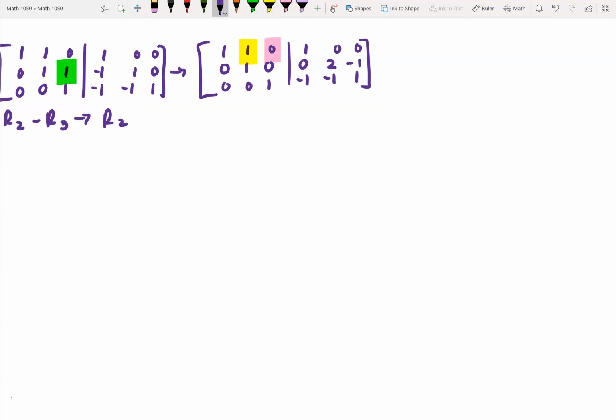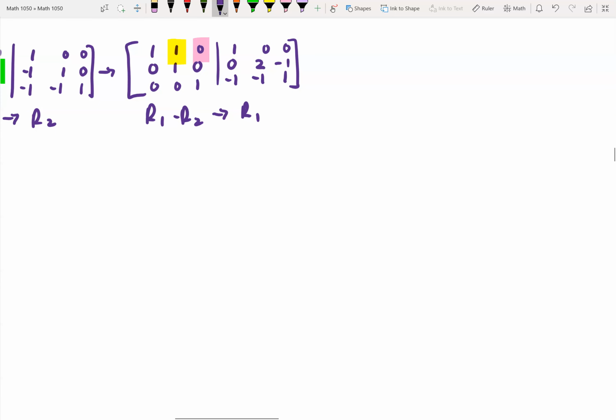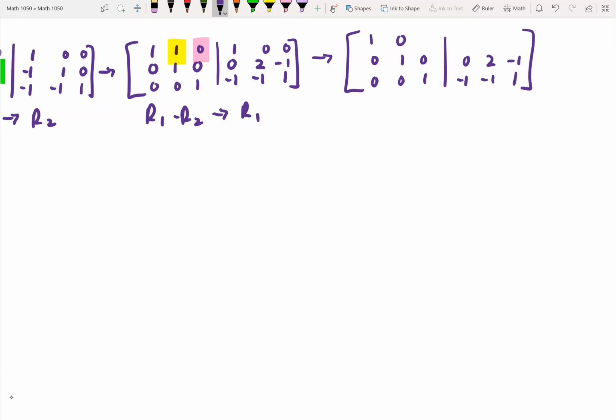So do I do row 1 minus row 2, guys, or row 2 minus row 1? 1 minus 2, yep. So we're going to go row 1 minus row 2 becomes my new row 1. So row 2 doesn't change. Row 3 doesn't change. Row 1 minus row 2. 1 minus 0, 1. 1 minus 1, 0. 0 minus 0, 0. 1 minus 0, 1. 0 minus 2, negative 2. 0 minus a negative 1, that's 0 plus 1, which is 1.